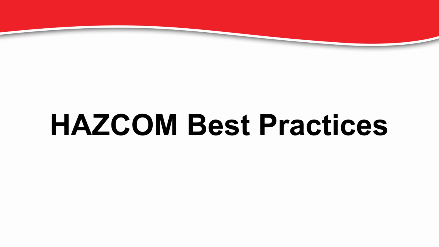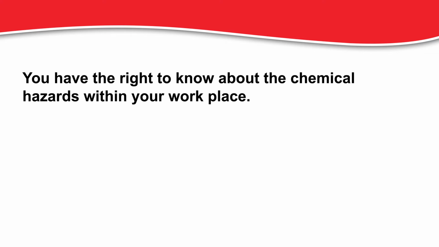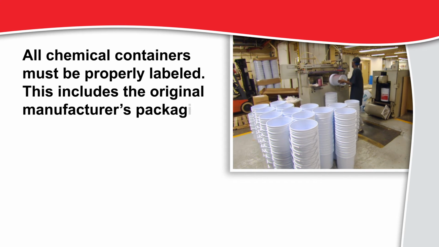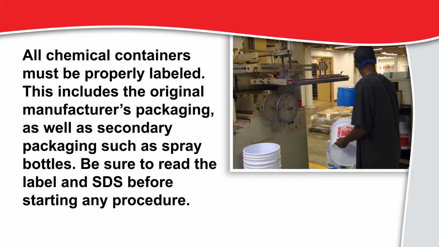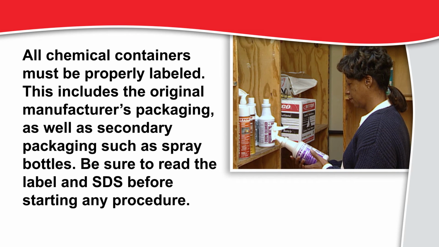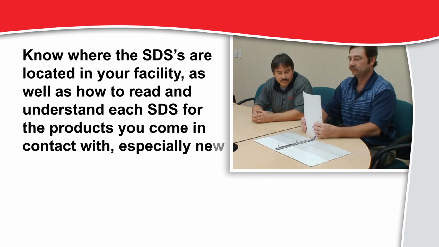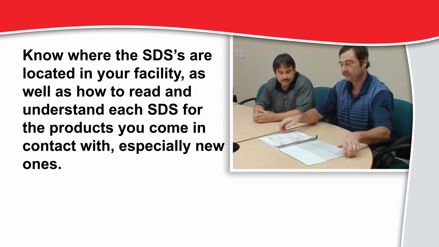Summary: HAZCOM Best Practices. You have the right to know about the chemical hazards within your workplace. There are 3 important parts to hazard communication: labeling, SDSs, and worker training. All chemical containers must be properly labeled. This includes the original manufacturer's packaging, as well as secondary packaging such as spray bottles. Be sure to read the label and SDS before starting any procedure. Know where the SDSs are located in your facility, as well as how to read and understand each SDS for the products you come in contact with, especially new ones.